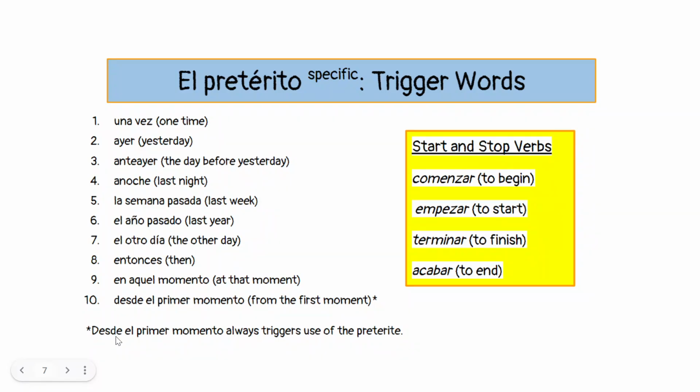Here's one, a little phrase. Desde el primer momento always triggers the preterite. These are verbs that talk about starts and stops. Comenzar, empezar, terminar, acabar. Those would be used with the preterite.